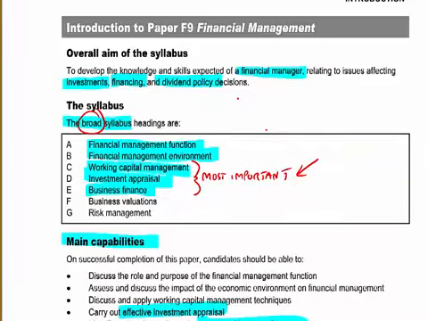So hopefully that's given you a flavour of some of the challenges and the benefits of studying F9. Many people find F9 a very interesting paper, and it's certainly a very important and practical one as you develop in your career. The challenges are it's a broad syllabus. You've got to have a good understanding of all of these syllabus areas, but we've picked out the 3 key areas because they're the areas that the 20-mark questions are based on, and you'll come across 2 of those in the real exam. So that's it for now.